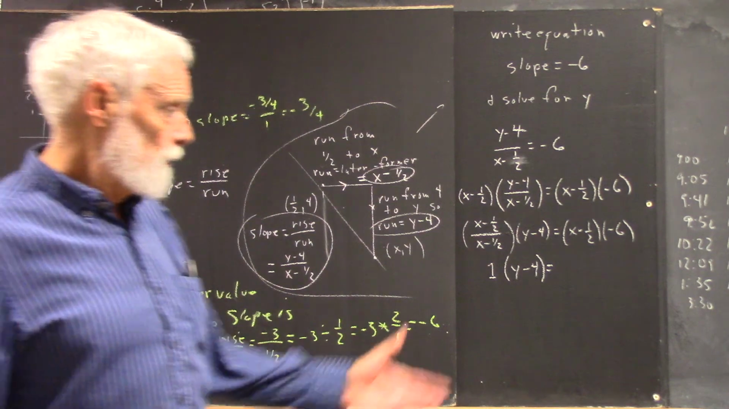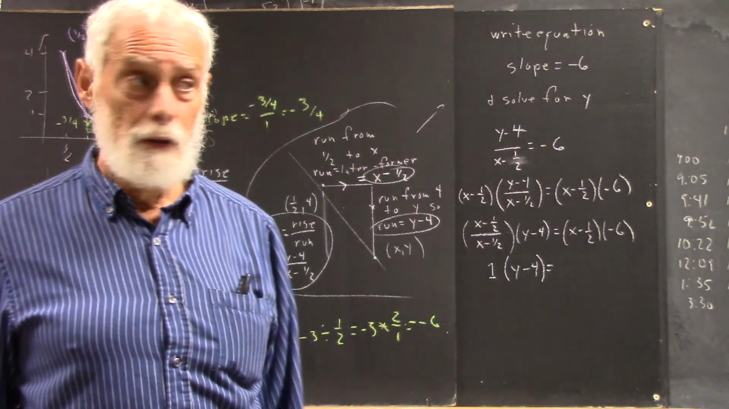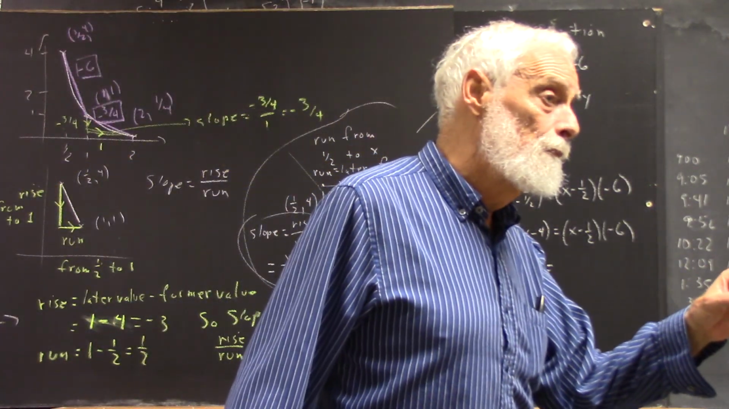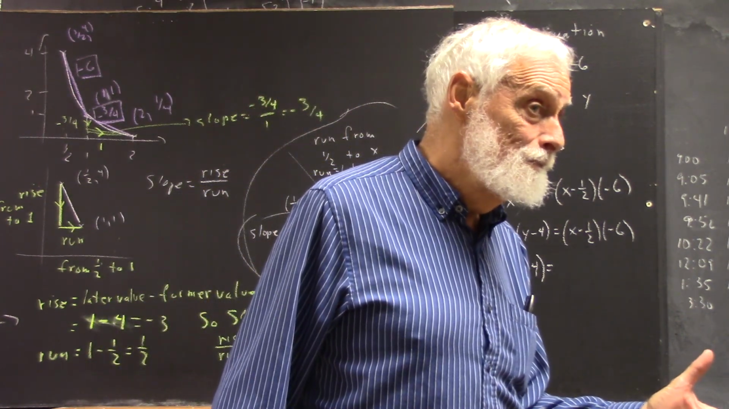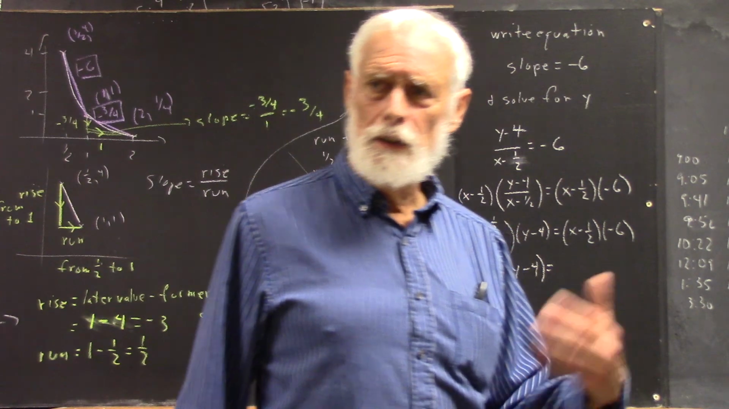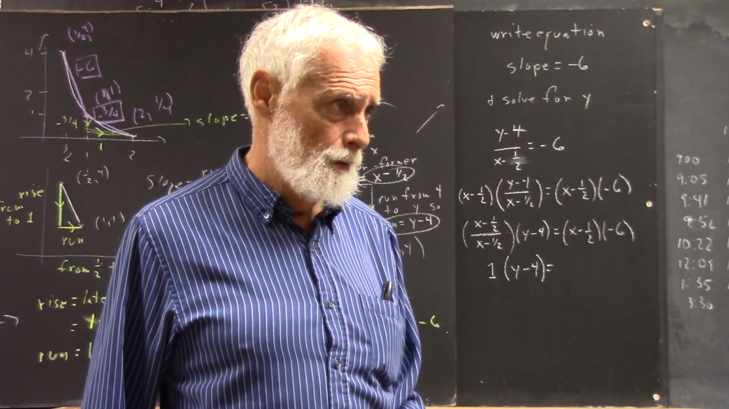What do you want to do? What's it look like we ought to do here? Multiply. I'm sorry? Multiply them together. A little more specific. Multiply them together. Multiply what together with what? -6 with x minus 1 half.